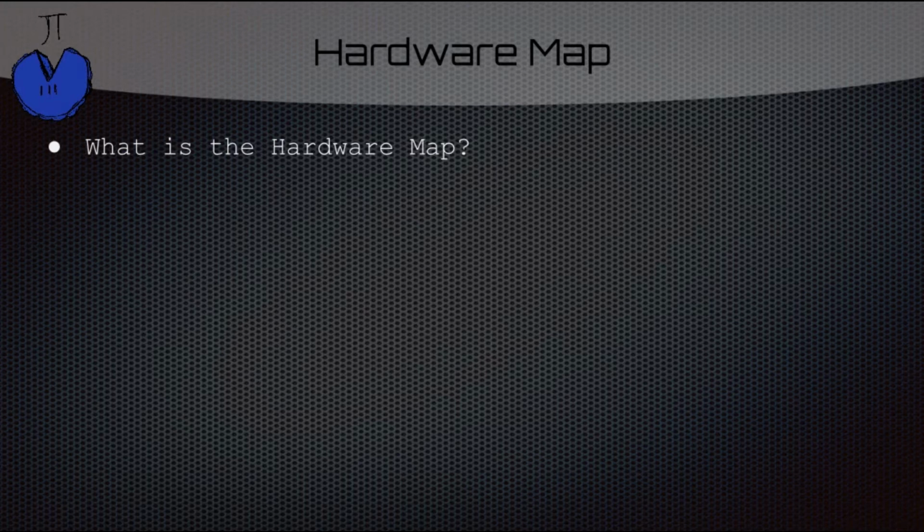So whenever we need to find out where anything's plugged in, so if we need to find out where a motor's plugged in or a servo's plugged in, then we can just call on the hardware map, which looks within your configuration file on your robot controller phone. So now some examples of hardware map code.